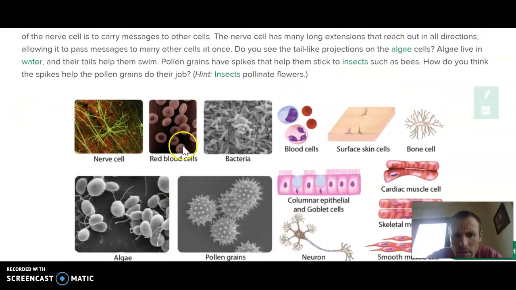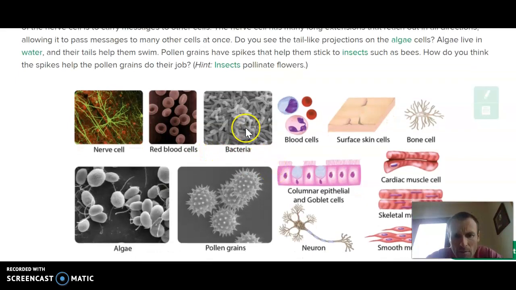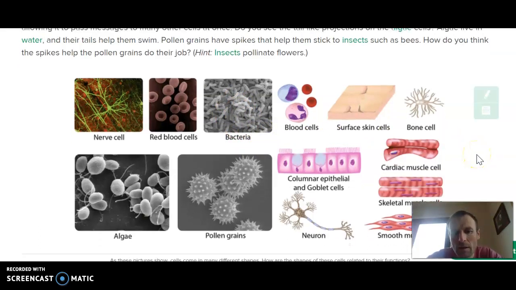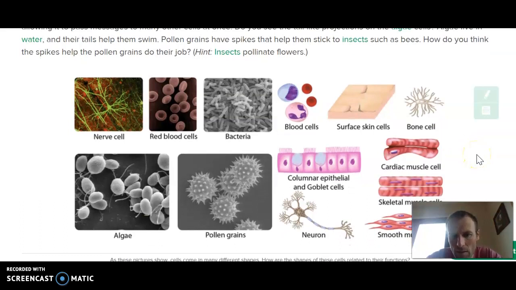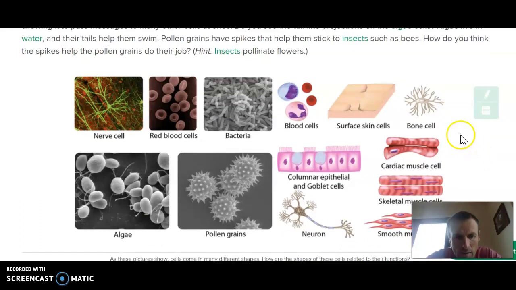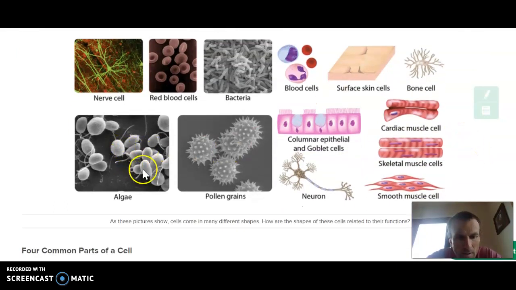We have red blood cells right here, like we talked about earlier. Here's a picture of bacteria. Now, bacteria are a heck of a lot smaller than, let's say, the cells of a cork that Hooke saw. To be able to view bacteria, we would need to look through at least 100 power magnification on our microscopes. And then we have some algae cells and then some pollen grains.